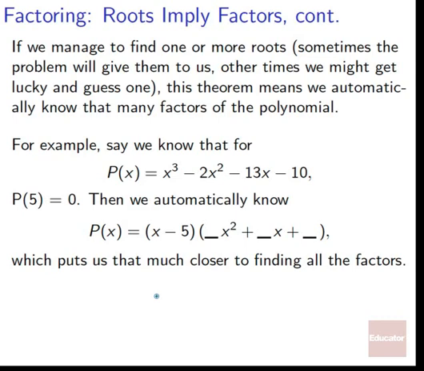For example, say we know that p of x equals x cubed minus 2x squared minus 13x minus 10, and we're told that p of 5 equals 0. We know that 5 is a root. Then we automatically know at x equals 5 we've got a 0, so x minus 5 is a factor. We plug that in, we know it's going to be x minus 5 times blank x squared plus blank x plus blank. Now, we don't know what is in these blanks yet.